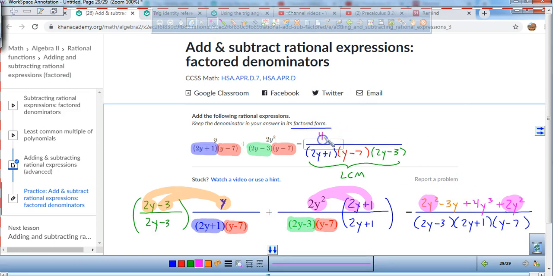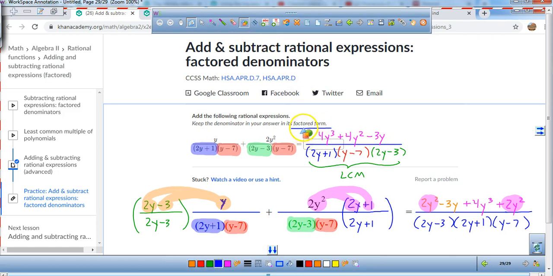So here's our final answer. We're going to start with 4y cubed right here. Then we're going to add 4y squared, and then we're going to put minus 3y. And that's what's going to go into our numerator. So this is going to be our final answer right here. I boxed it in, and we're going to type it into Khan Academy.